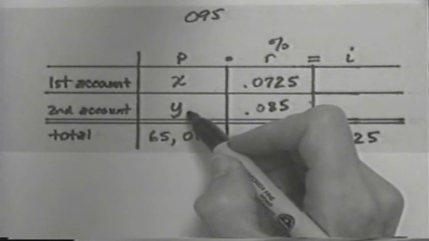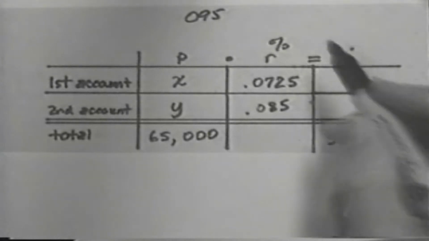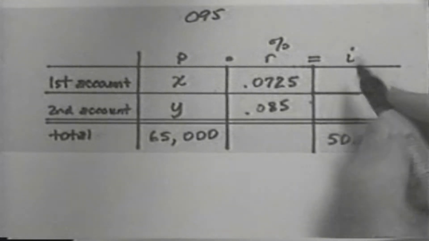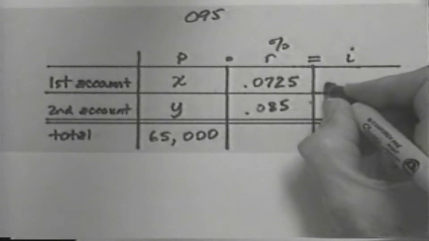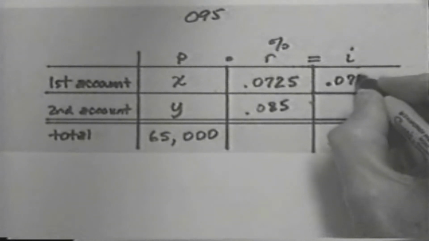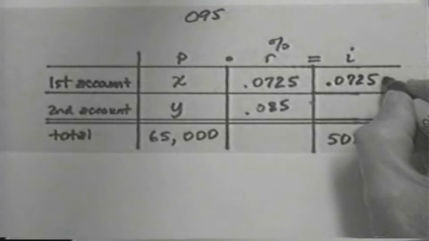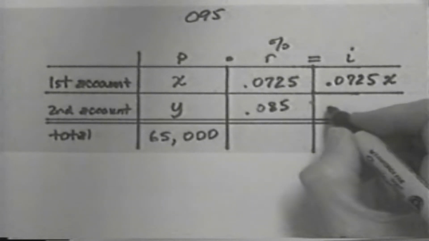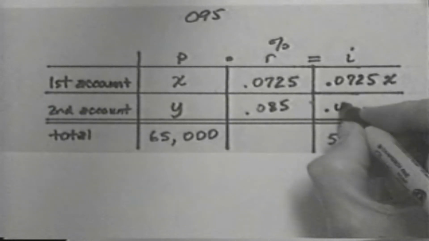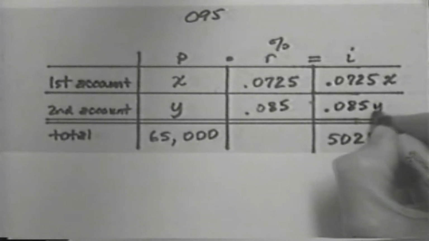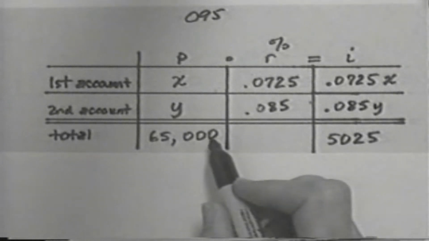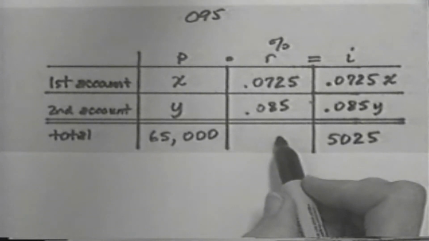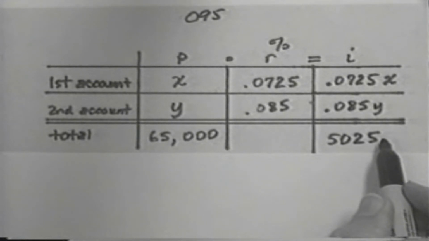I have X and Y in the principal column, and now I can use my formula. Principal times rate equals interest. X times this decimal 0.0725, and so I get 0.0725x. The Y times its decimal percentage, 0.085y. And then at the bottom I have $65,000. I don't have a percentage rate, and the 5,025.